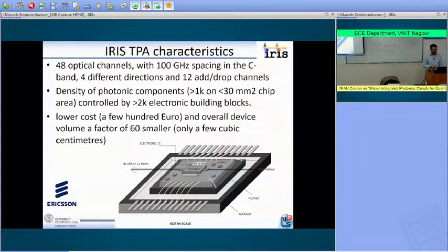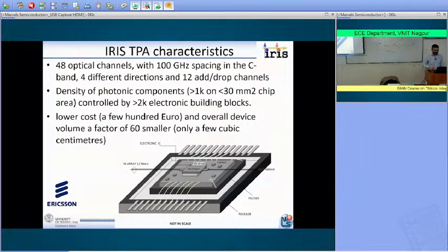Everything should be done by being able to produce the system at a low cost, instead of 1,100 euros, with a very small form factor, and at a speed of a few microseconds. Okay? So those were the objectives of the project.